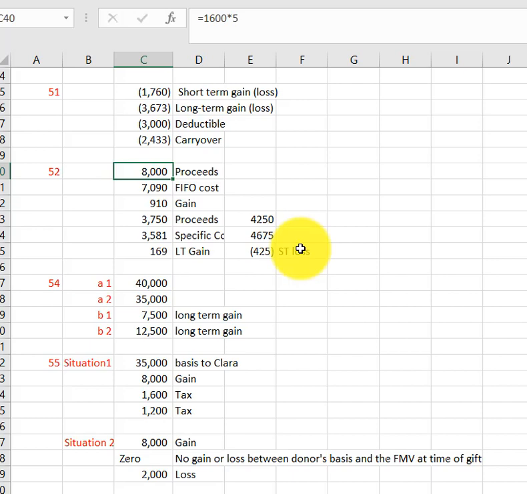52, the idea of identifying which we are going to sell. So if you use FIFO, which is the default, then your proceeds were 8,000. Your FIFO cost, you would sell all of the first ones, $4,225, and $600 at the 4,775, and that would give us a gain of 910 if we use FIFO. And again, if we did not do anything, that's what the default is.